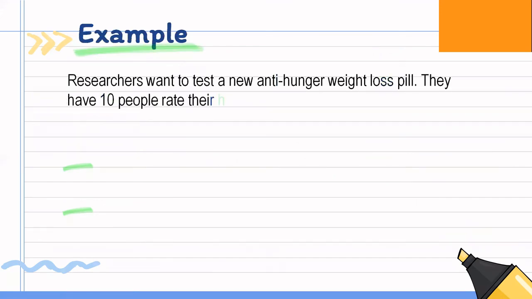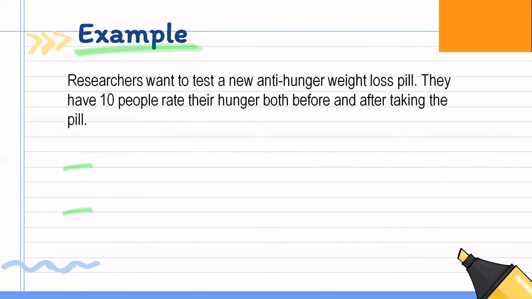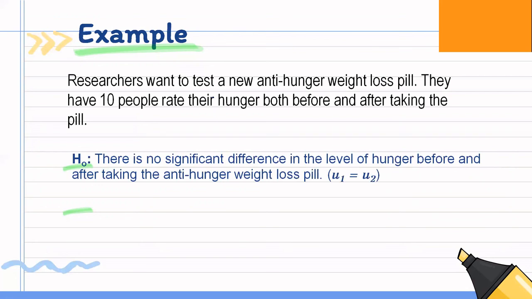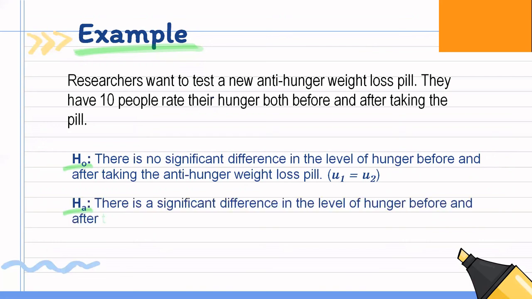Okay, now let's take a look at an example of how SPSS Statistics is used in solving for the t-test for correlated means. Here's the problem. Researchers want to test a new anti-hunger weight loss pill. They have 10 people rate their hunger both before and after taking the pill. The null hypothesis is that there is no significant difference in the level of hunger before and after taking the anti-hunger weight loss pill. And the research hypothesis is that there is a significant difference in the level of hunger before and after taking the anti-hunger weight loss pill.